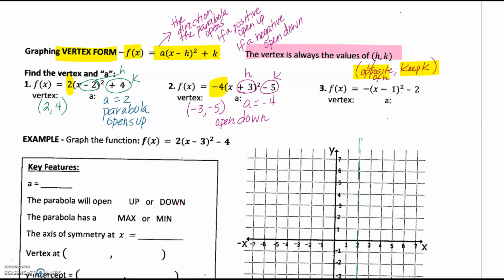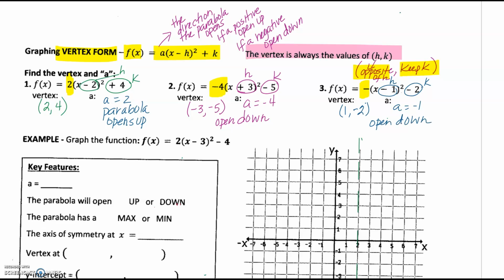Okay, let's look at the third one. F of x equals the negative of x minus 1 squared minus 2. We're going to identify h. This is my h. This is my k. When I write my vertex, it's the opposite of negative 1, which is 1, but I keep k, which is negative 2. Okay, my a comes from what's in front. Well, the only thing I see in front of there is a negative, so it's understood that it's a negative 1. Let me fix that. It looks kind of crazy. Okay, this also would open down.